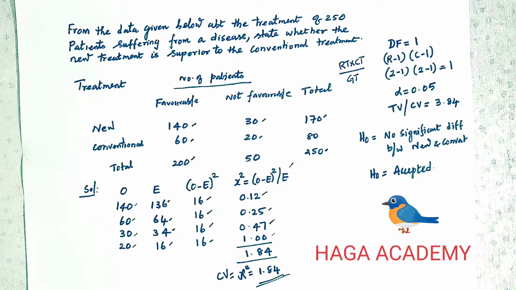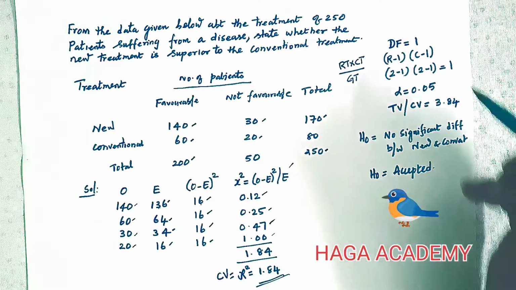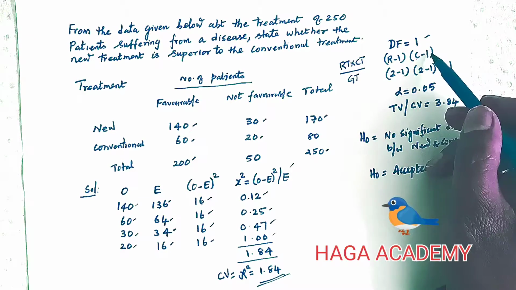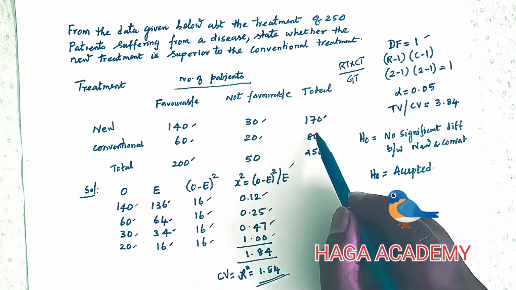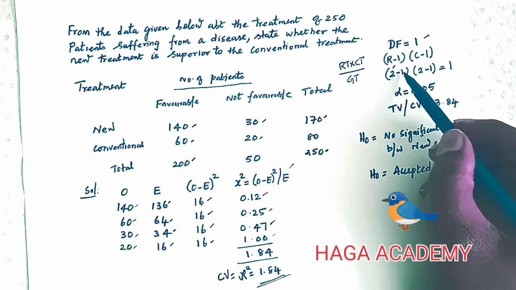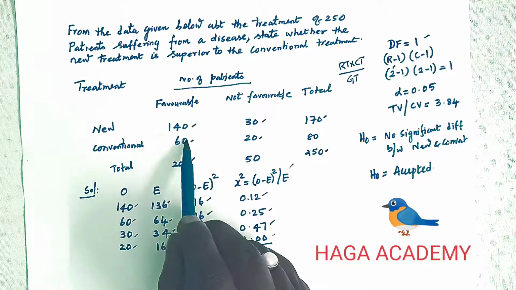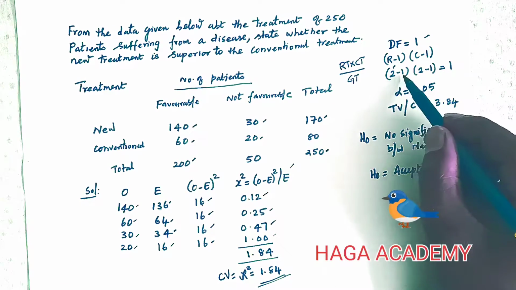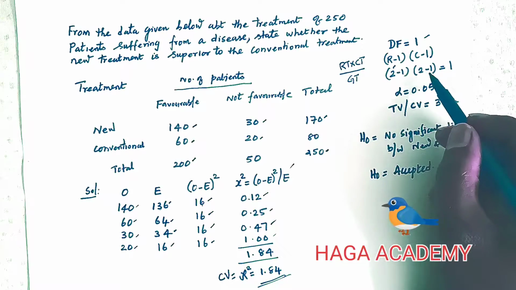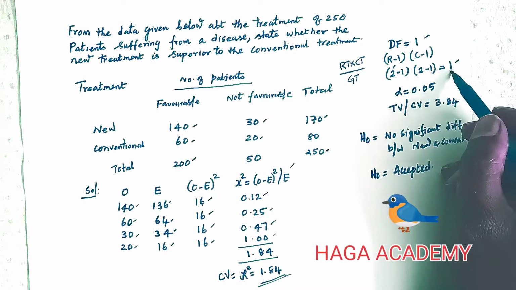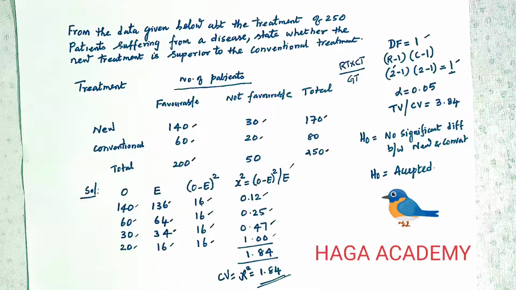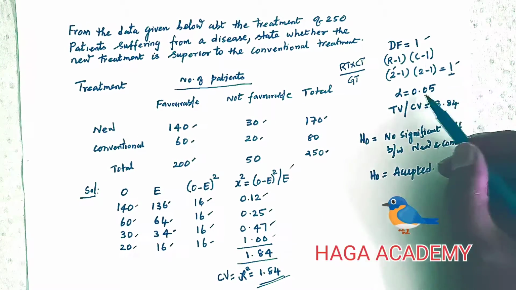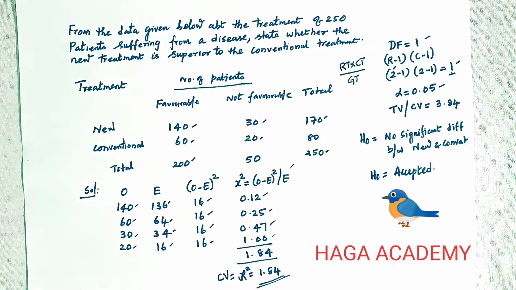Next we have to identify the degree of freedom. We identify the degree of freedom as (rows minus 1) into (columns minus 1). Here, how many rows are available? Only 2 rows. So 2 minus 1, into how many columns? Only 2 columns. 2 minus 1 equals 1. So 1 into 1 is 1. The degree of freedom is 1. Then the level of significance, alpha value, is 0.05. Most probably this value is available in the question itself, you need not worry.